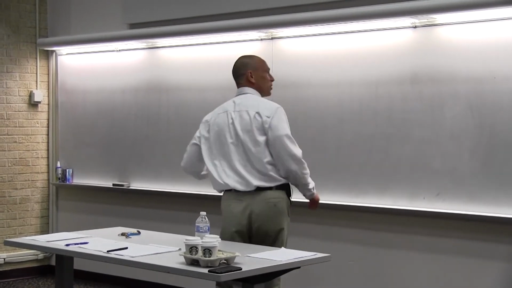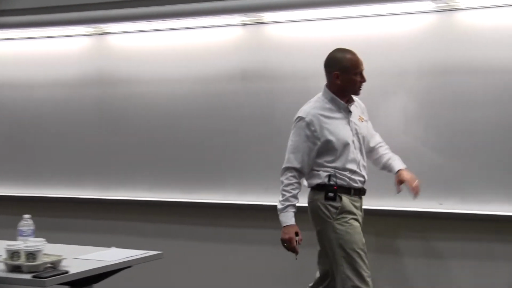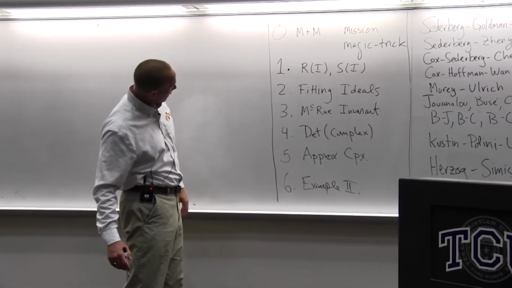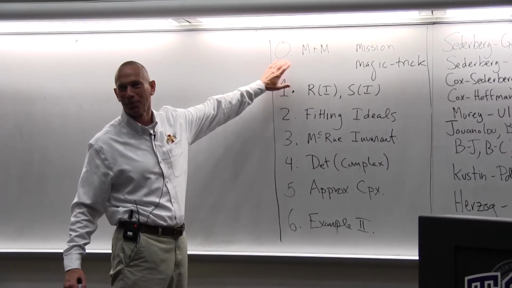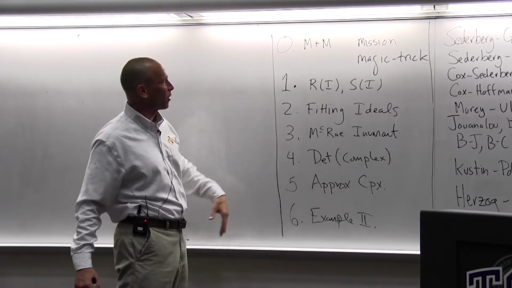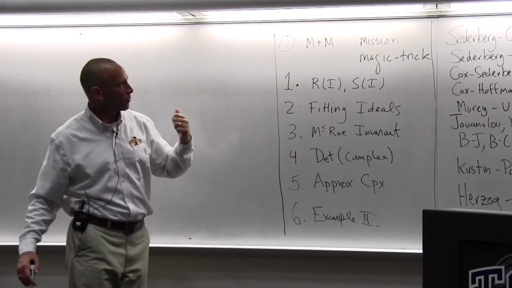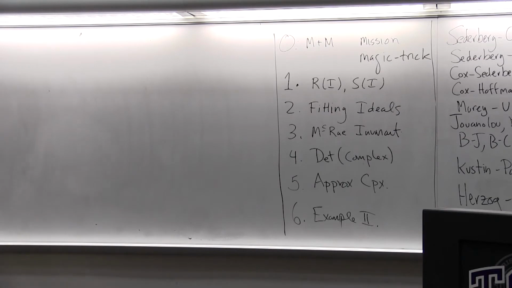So there's lots of folks who know more than me, but I know just enough to be dangerous. So here's what I want to do. Here's the game plan. We have 6 parts. These are each supposed to be, I have 7 parts. This is for Macaulay too. I got to start my indexing at 0, right? So I have 7 parts. They're each supposed to be about 10 minutes. And what I want to start out with is the mission and a magic trick.